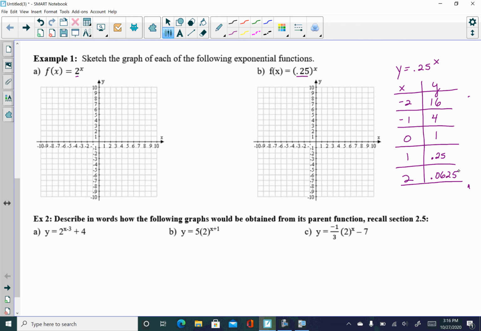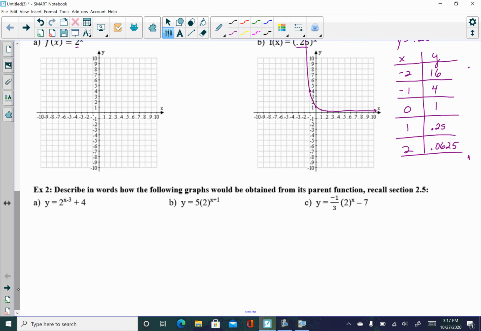0.0625. Now, if we plot these points, we plot (-2, 16). That's way off my graph up here, so I'm just going to guesstimate somewhere up here. Then (-1, 4), (0, 1), (1, 0.25), and (2, 0.0625). So you get really close. We know the asymptote is the x-axis, so sure enough, the graph comes through and just hugs the x-axis, getting closer and closer to it. That would be an exponential function that is decreasing. And I'll let you go back and try letter A.